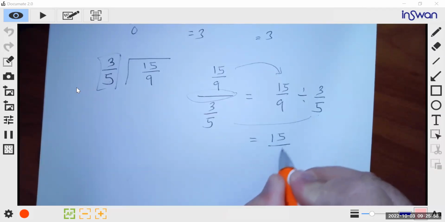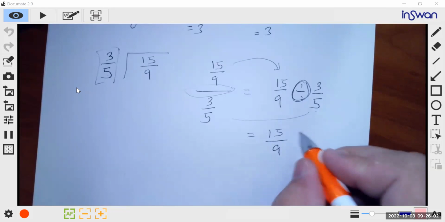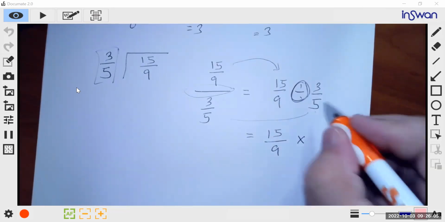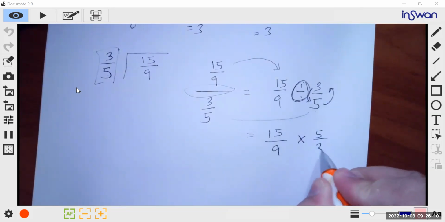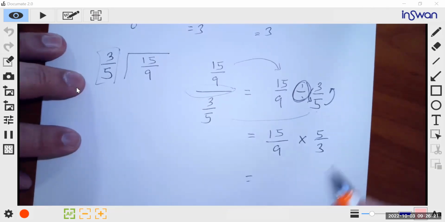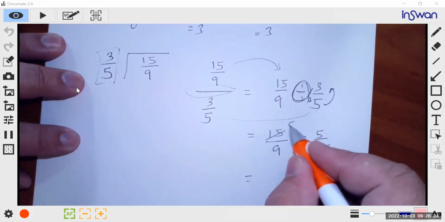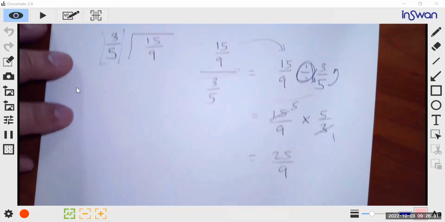We can't do anything because of this sign. Change the division to multiplication and flip the bottom or the second number. And then go on from there. 3 goes into 15 5 times. 5 times 5 is 25. 9 times 1 is 9.